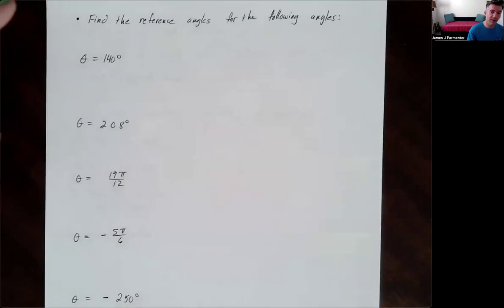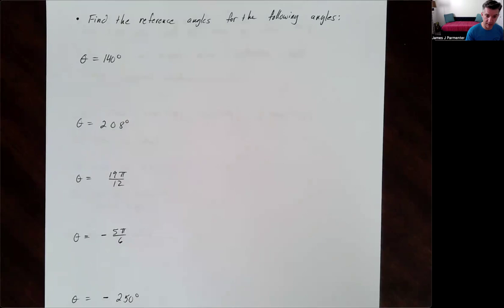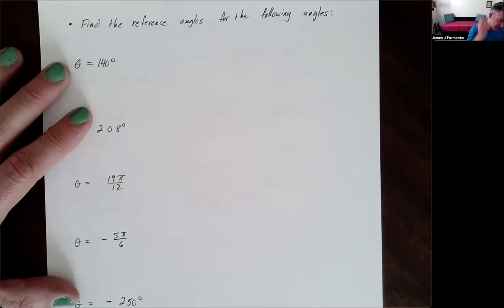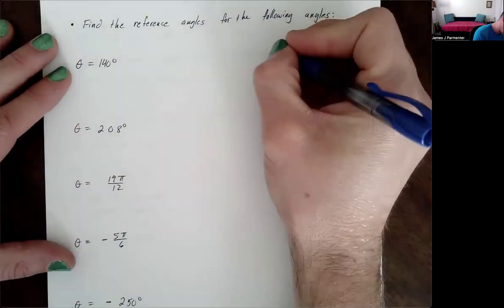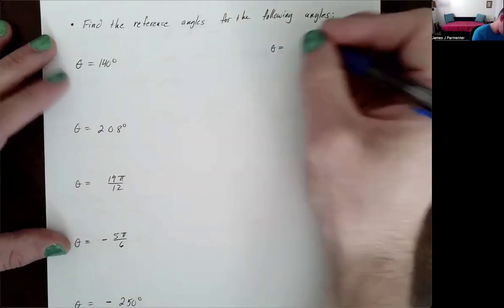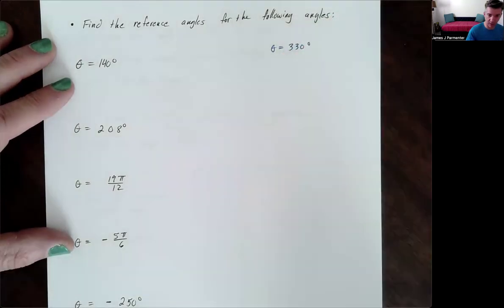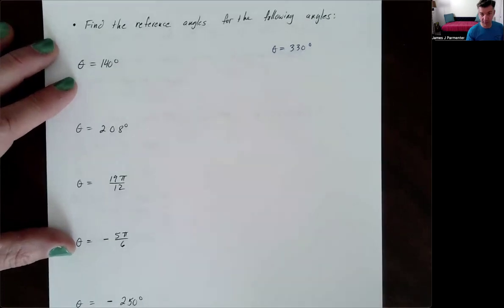So find the reference angles for the following angles. And really part of finding the reference angle is figuring out what quadrant the angle terminates in. I'm unfortunately not seeing an angle, so I actually want to start with a different example from all of these. I'm actually going to start with theta equal to, let's say, 330 degrees. So I want to show one more example that's in quadrant 4.